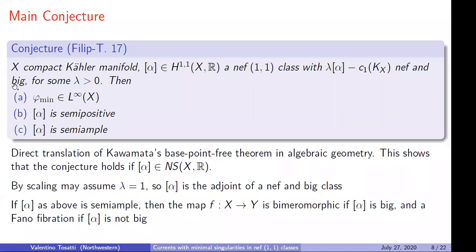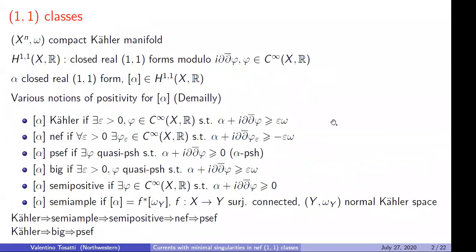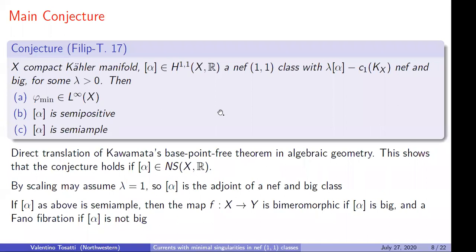The weakest conjecture claims that the current with minimal singularities in the class alpha has bounded potentials. The intermediate one says that even better, alpha should be semi-positive, which, as I said, implies the first. And the strongest form of all is that alpha should be semi-ample. Semi-ample is non-standard, so we define this by simply imitating the semi-ample line bundle. So there should be a surjective holomorphic map with connected fibers onto a normal Kähler analytic space, and alpha is the pullback of a Kähler class on the analytic space, which implies semi-positive.